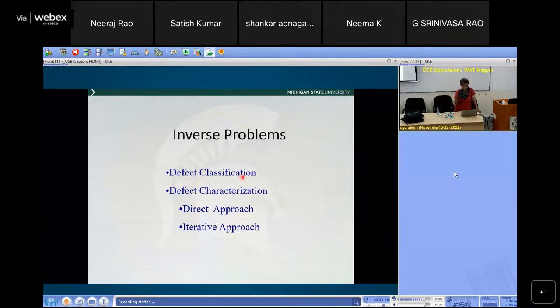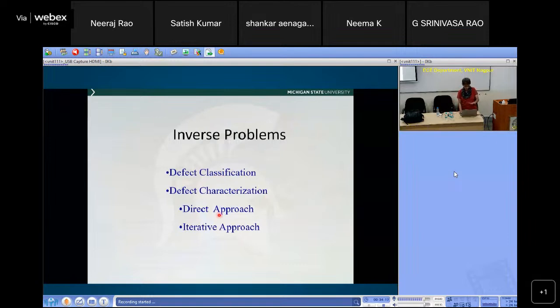Okay, so sometimes you just want a defect classification. In pipelines, sometimes they just want to classify it as class A, class B, class C, depending on the size of the defect. And sometimes they want full reconstruction of the defect shape. The reason they want this is if it's a very pointed defect, the stresses are a lot more, whereas if it is a rounded defect, you have less stress. So the remedial action will be different for the two cases.